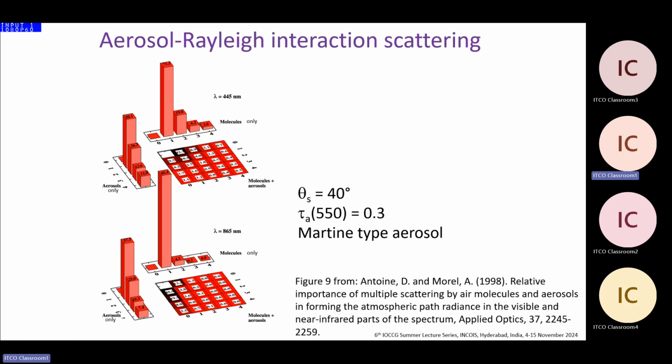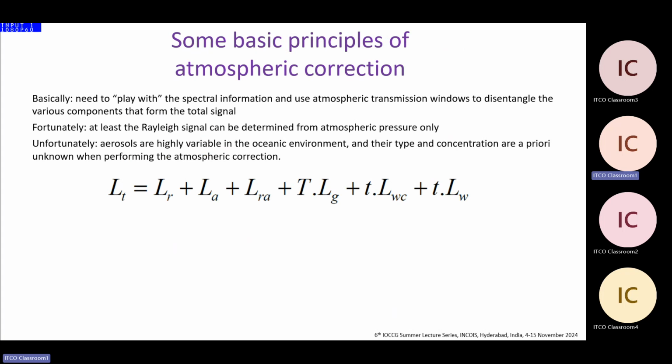Okay, so we have had this look into the different components. So we now go back to this decomposition of the signal. We have some ideas now how the LR, LA, LRA, and so on are formed and what they look like and how they vary. So now we need a practical way to determine all of that. Basically, and that's always what you will have to do, you need to play with the spectral information you have. And of course, use atmospheric transmission windows. You don't want to use bands where there is too much atmospheric absorption, because that's going to make things way more complicated or even impossible. And that's what you're going to use to disentangle these various components.